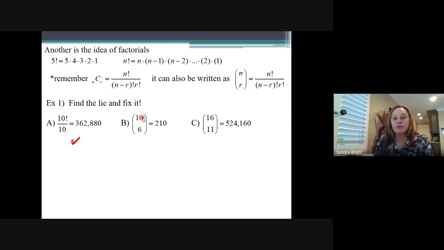You also can use this formula. This means 10 factorial divided by 10 minus 6, which would be 4 factorial, and then 6 factorial. And that factorial button is also under PRB on your calculator. So hopefully you found that one's true. That one was not.